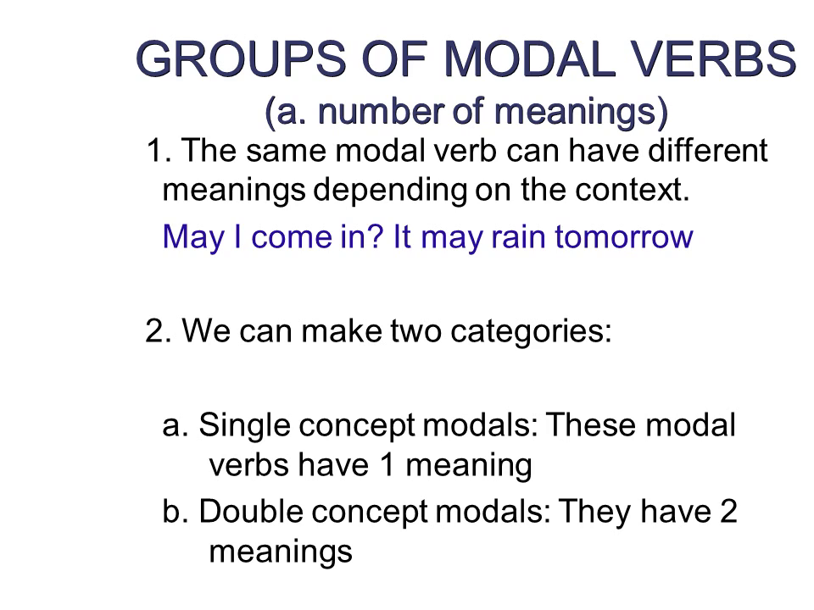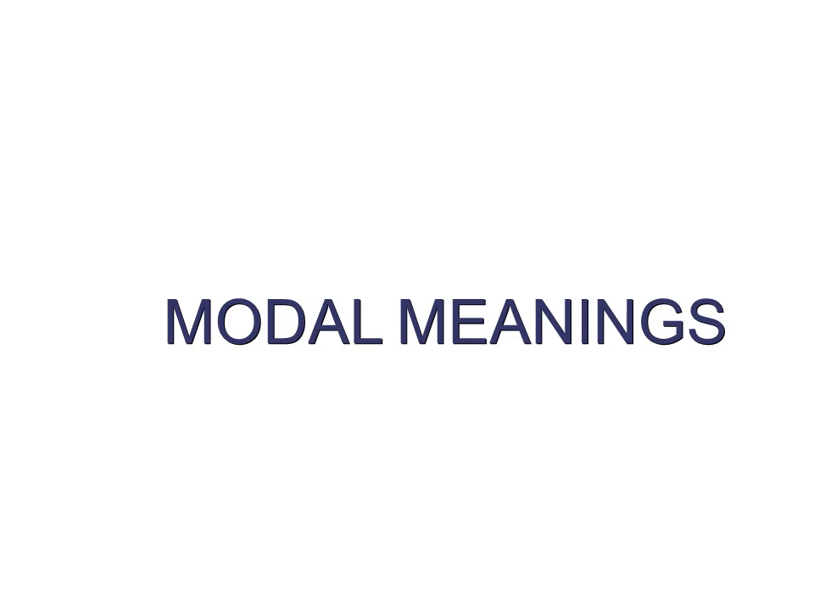Okay, we can talk about different modal verbs with groups of meanings. The same modal verb can have different meanings depending on the context. So may I come in, or it may rain tomorrow. We have one of permission, the other of possibility. We need to make two categories. Single concept modals, these modals have one meaning. Double concept modals have two or more. These are the ones that are often confusing.